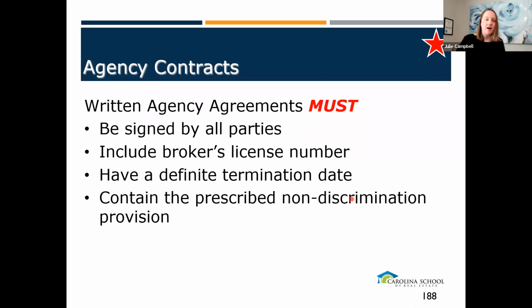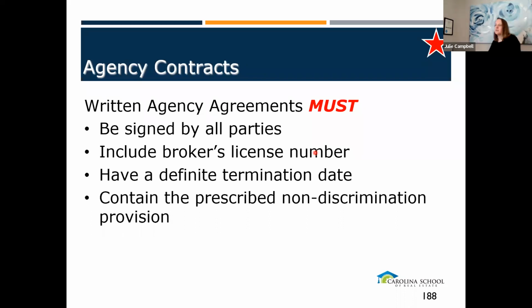Because we're the ones that sign it, another must is that we have to include our license number. Now, when we look at our agency agreements on the signature page, we're going to see a place for the firm's number. Is the firm's license number a must? No. Whose license number is a must? The individual broker, because we're the ones signing it.